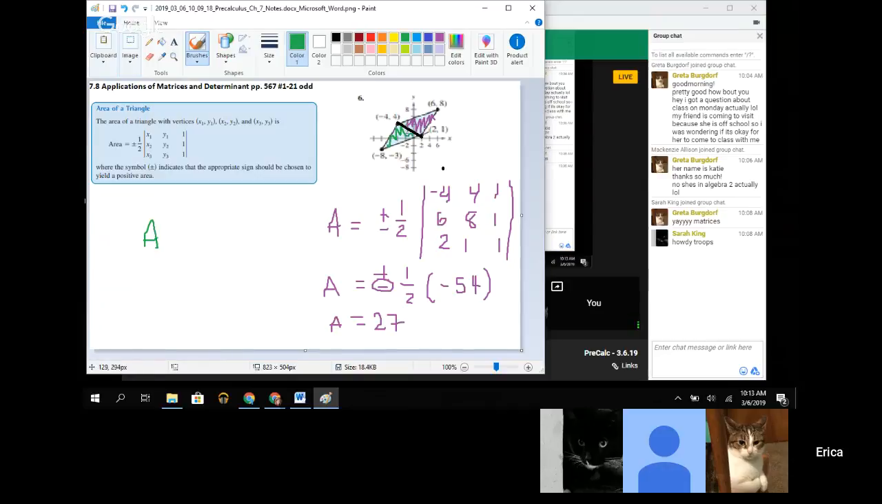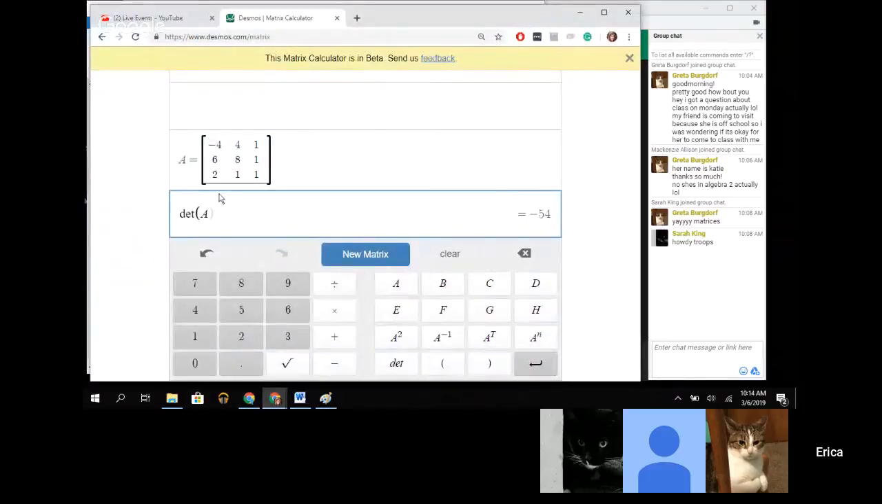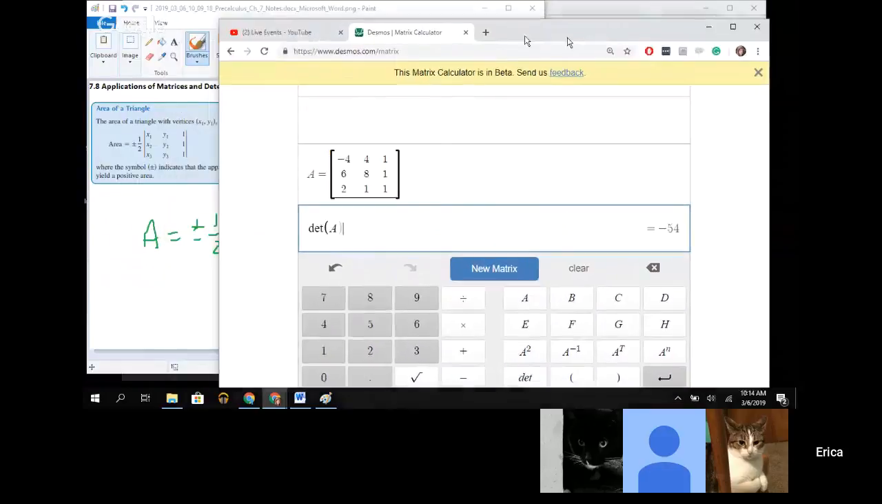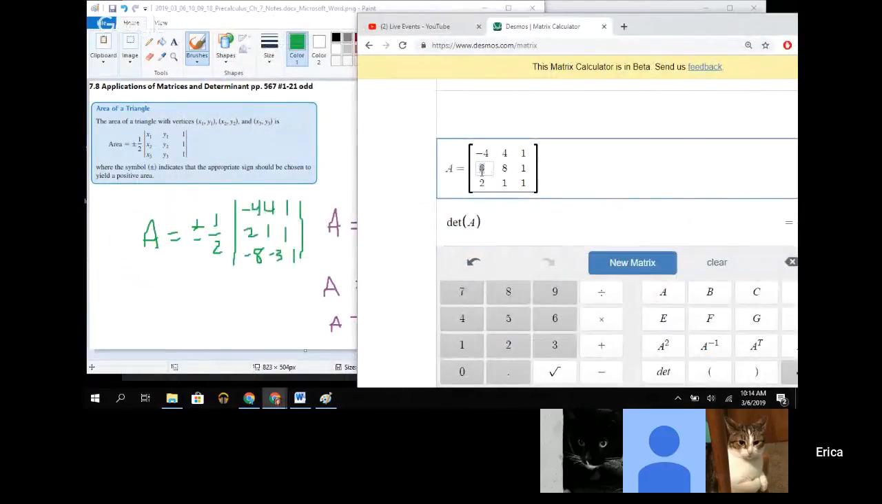What about the area of the green triangle? The area of the green triangle is similar, right? Area is plus or minus 1/2 times the determinant of these points. So I've got -4, 4, 1. I've got 2, 1, 1, and I've got -8, -3, 1. So I'm actually just going to be a little bit lazy here, and I'm going to take my matrix and change the one row that's different. So it's -8 and -3. I should have had this over further.